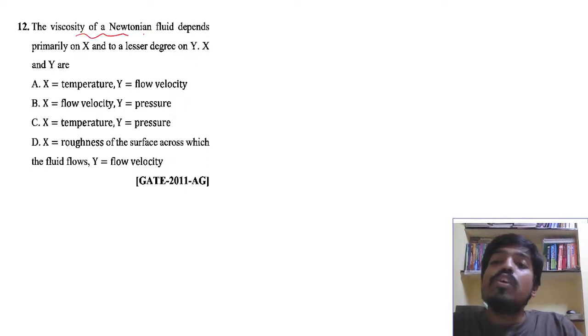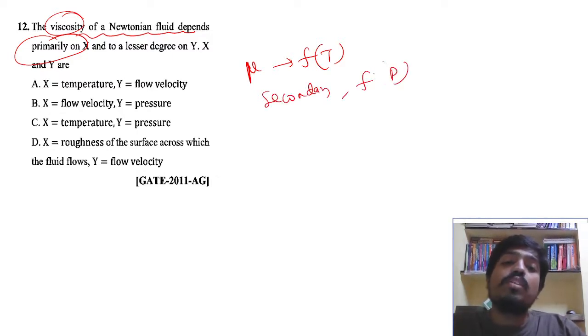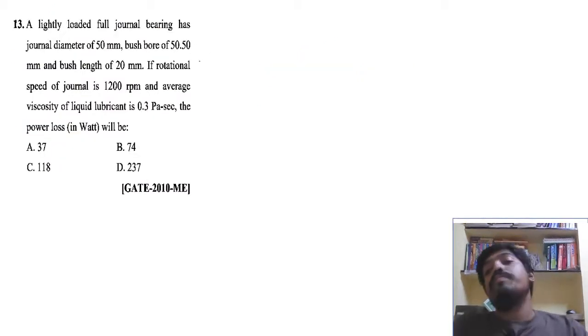The viscosity of Newtonian fluid depends primarily on temperature. Viscosity is mainly a function of temperature. Secondary, we can say it is a function of pressure. So x is equal to temperature, not flow velocity, not roughness and all. C is answer. C is answer.